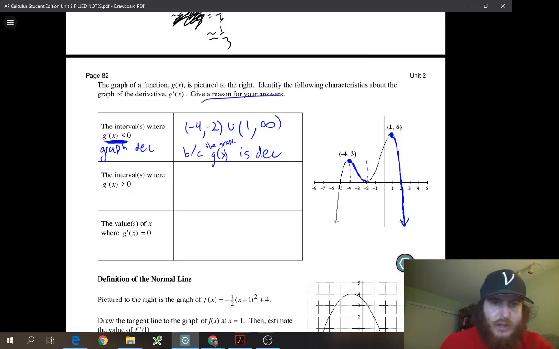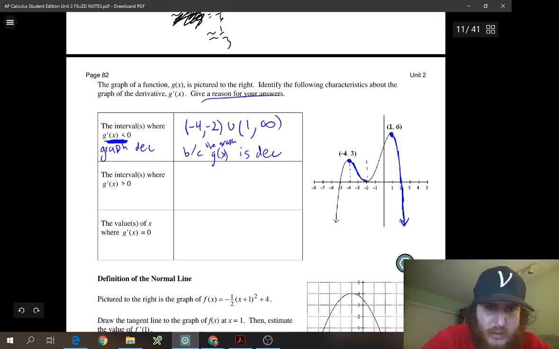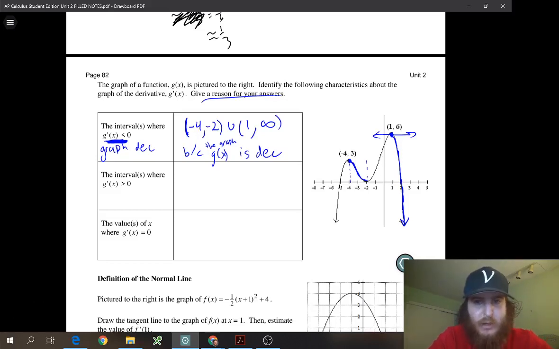Okay, notice that I used parentheses, not brackets. The reason I used parentheses, not brackets, is if you remember at these points, it wasn't increasing or decreasing, it was neither. The slope was 0. But then starting after 1, it starts decreasing.